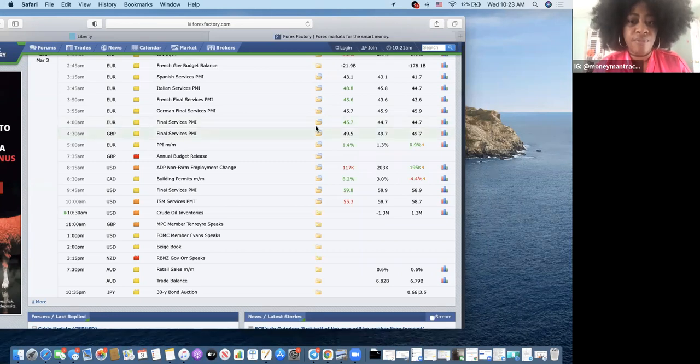Because if you see a red folder, that means that you want to avoid the pair. If you see an orange folder, that means you want to lower your risk. And if you see a yellow folder, that means you're good to go. So red, I'm just going to write this in the chat. Red, avoid. Orange, and I'm going to post this in the Money Mantra as well. Lower risk. Yellow or no folder is good to go.